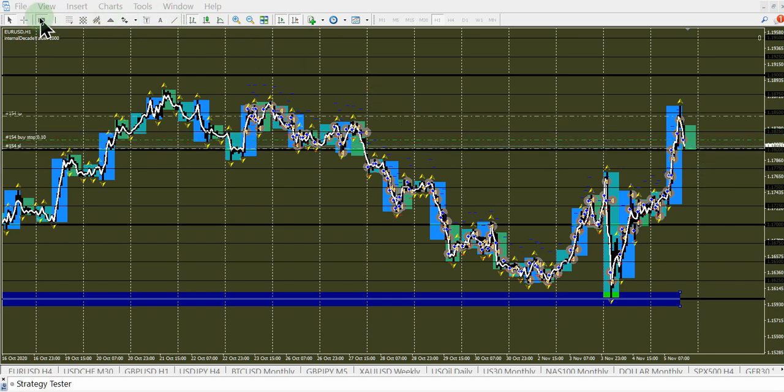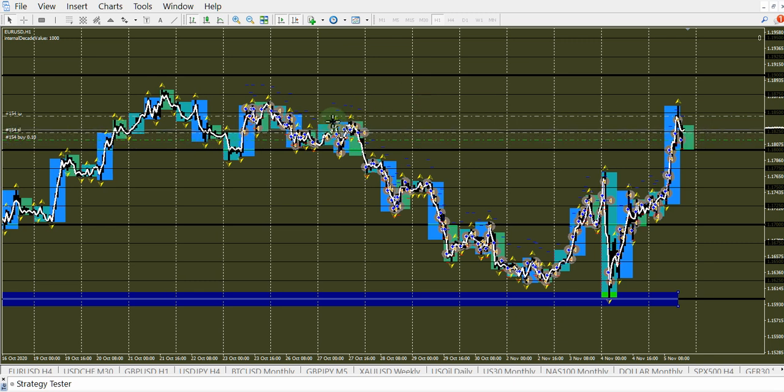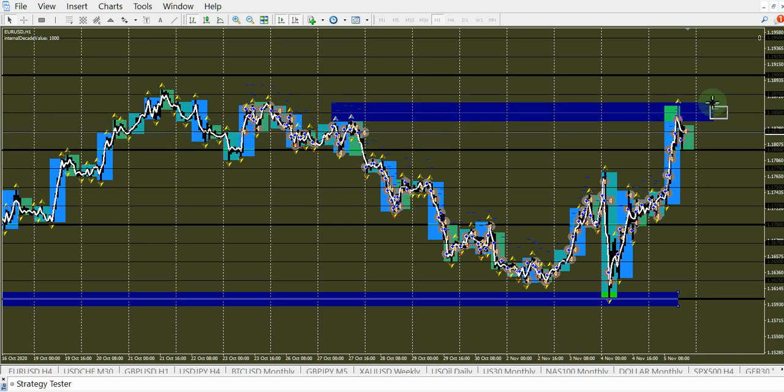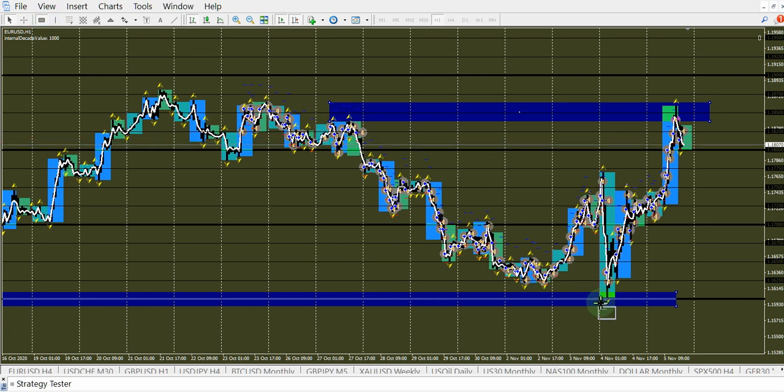What really is the truth of the market is that there are so many sellers up here and so many buyers down here that if you trade bookends, the total engulfment, but you don't have to.